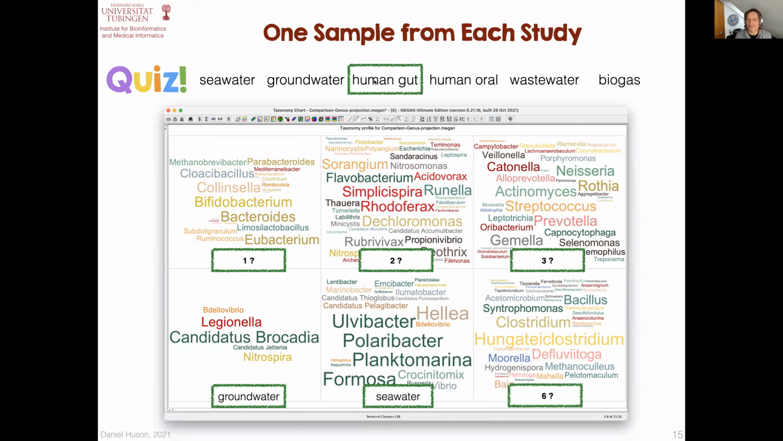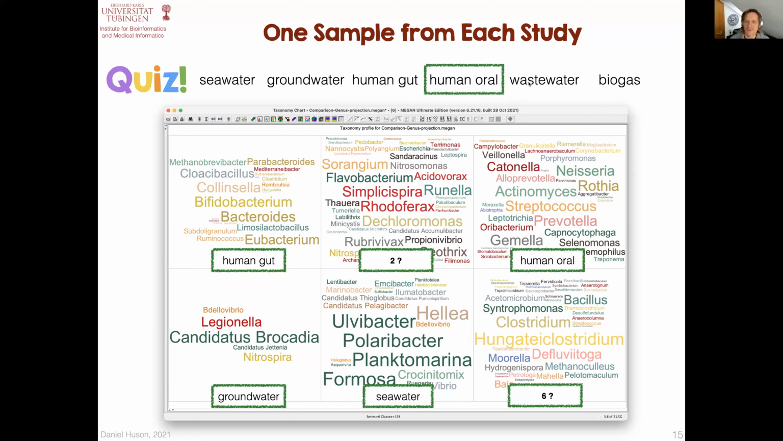Let's move on. Human gut, that's an easy one, because lots of people here study the human gut. And we all know that there's going to be Bacteroidetes and stuff like that in there. There are several people in the chat saying 1. Ah, okay, 1. Sorry, I can't see the chat. I should turn the chat on. Yeah, okay, 1, thank you. Human gut. Human oral, which one would that be? 3. Yeah, 3. That's Streptococcus and Neisseria and those kinds of things that make that obvious.